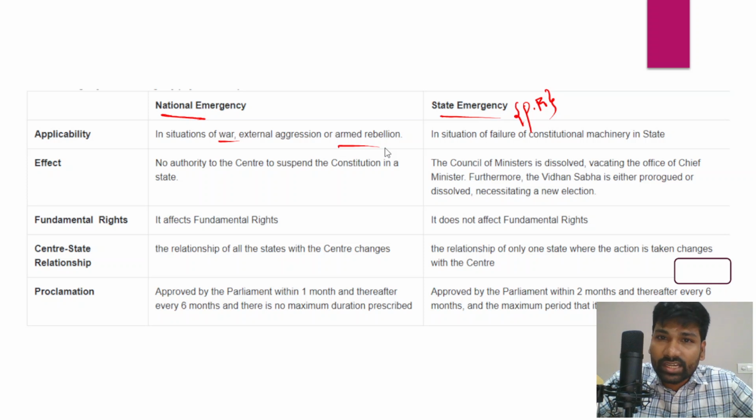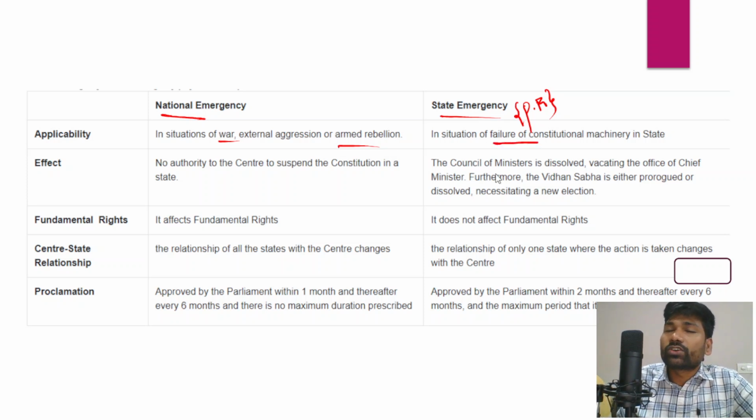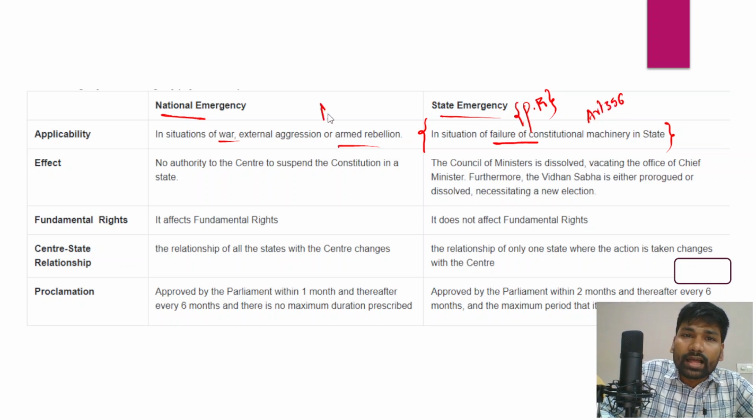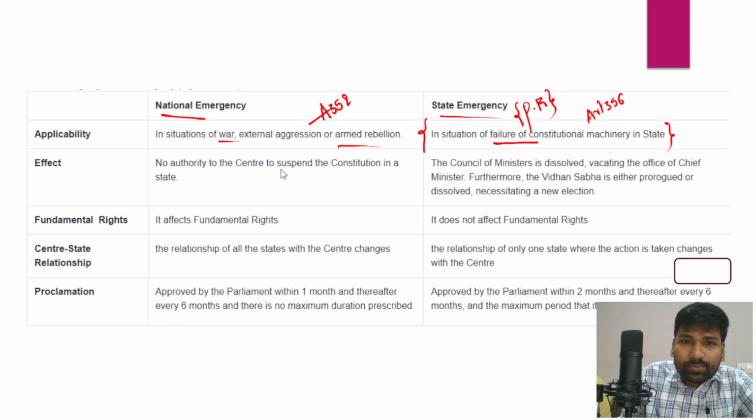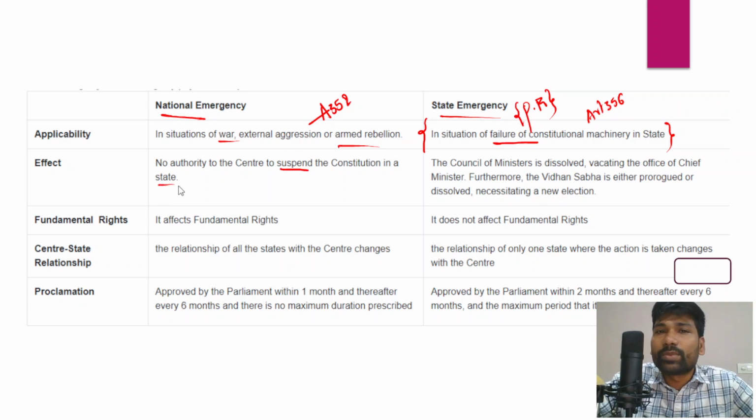However, when we talk about the state emergency, in situations of failure of the constitutional machinery in a state, a president's rule can be imposed under Article 356 of the Indian Constitution, and this is Article 352 of the Indian Constitution, right? So whenever national emergency is declared in India, the center has no authority to suspend the constitution in a state. So there will be no suspension of the constitution in a state, and the center also does not have any authority to do so.